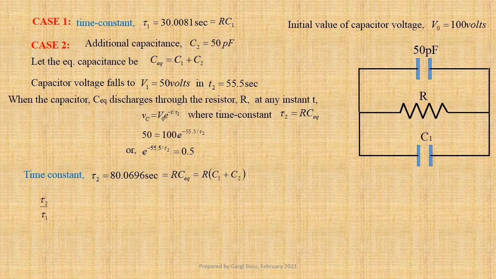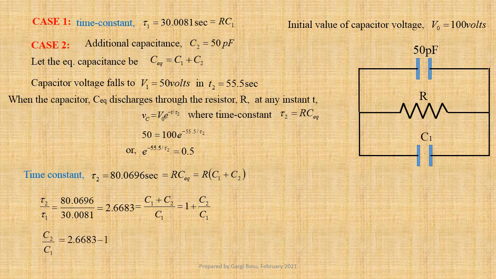Tau 2 by tau 1 equals 80.0696 divided by 30.0081. That gives us 2.6683. Again, tau 2 by tau 1 equals C1 plus C2 by C1. That may be written as 1 plus C2 by C1. C2 by C1 equals 2.6683 minus 1. That gives us 1.6683.